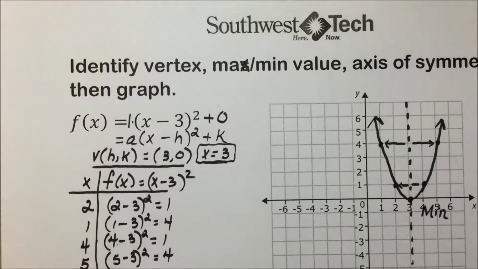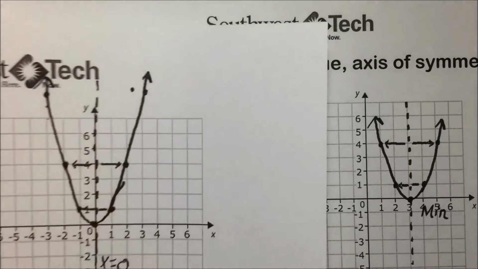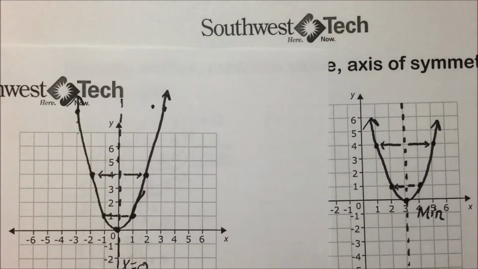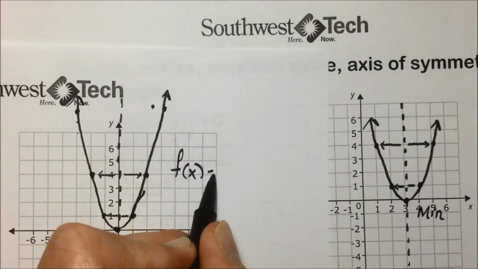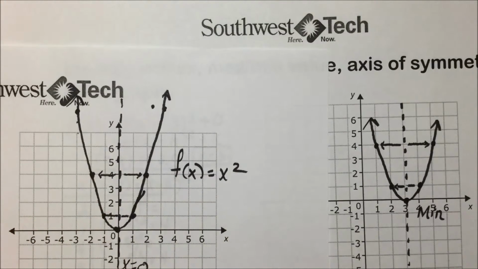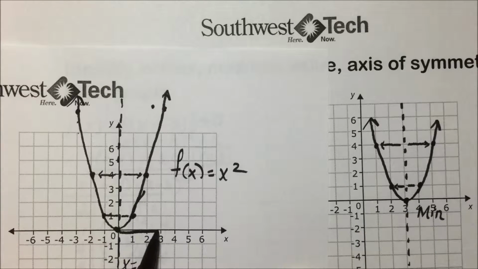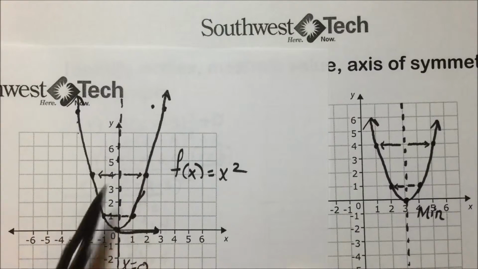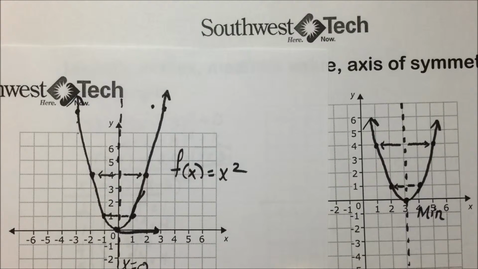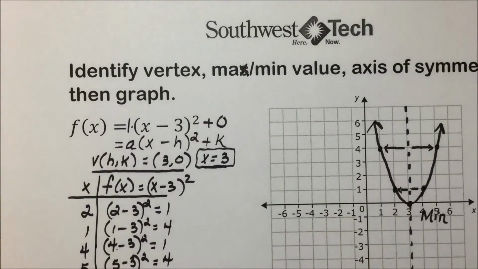Now, how did this compare to that basic equation that we graphed of just simply f of x is equal to x squared? It's the same exact shape, except we've had a translation. Our vertex is not at 0, 0, it's at 3, 0. But as far as its width and shape is exactly the same, with the exception of, as I previously said, it has moved or translated 3 units to the right.